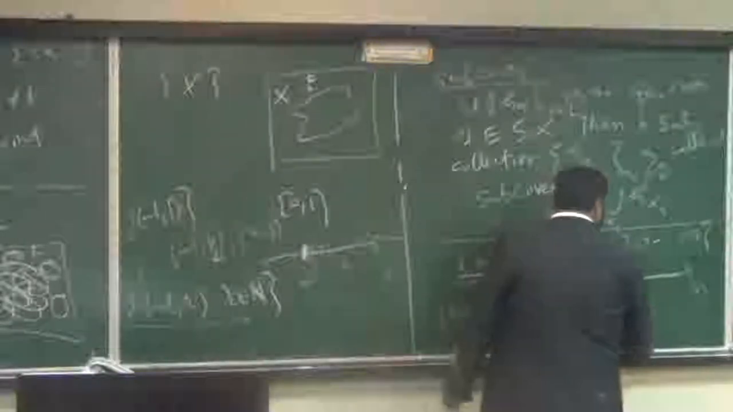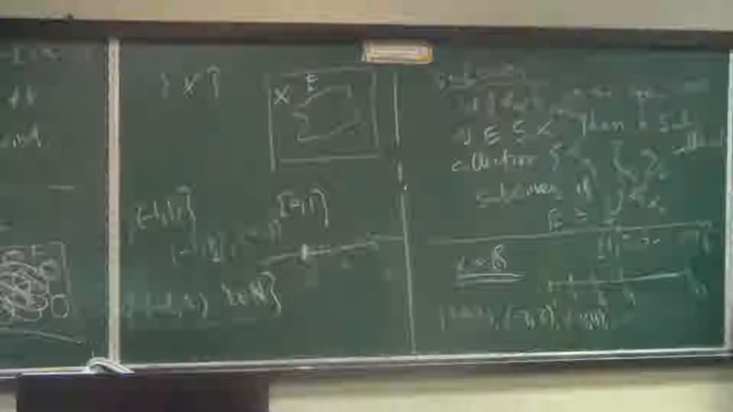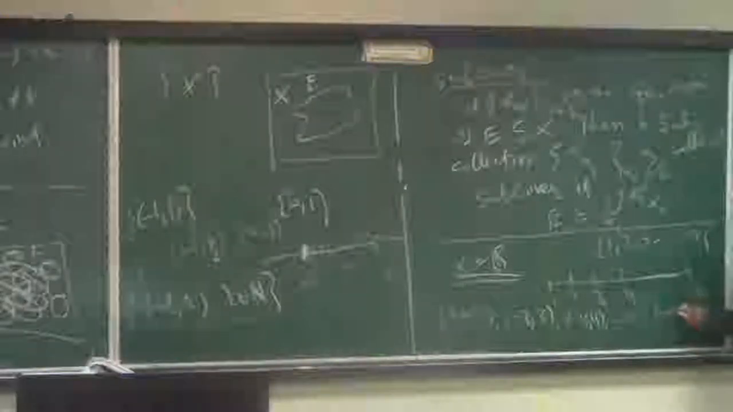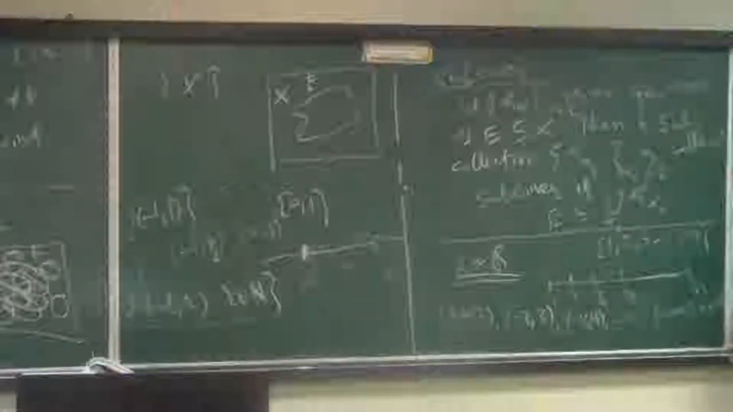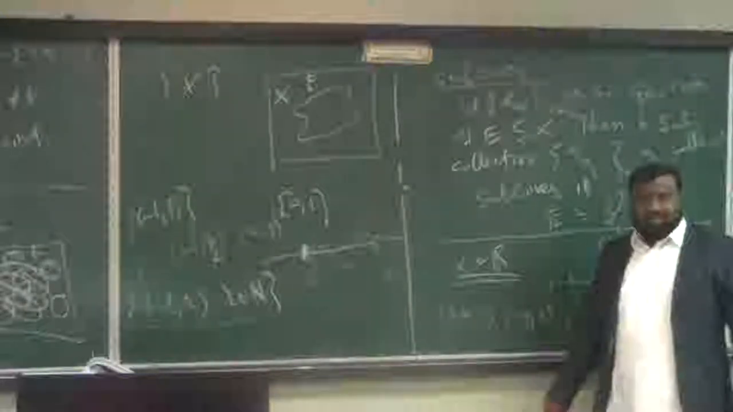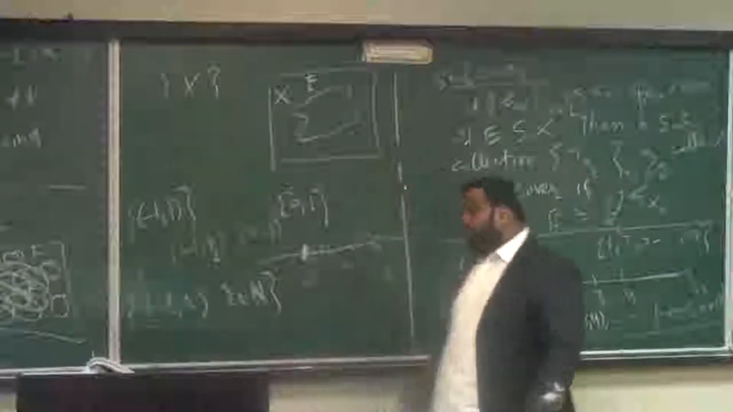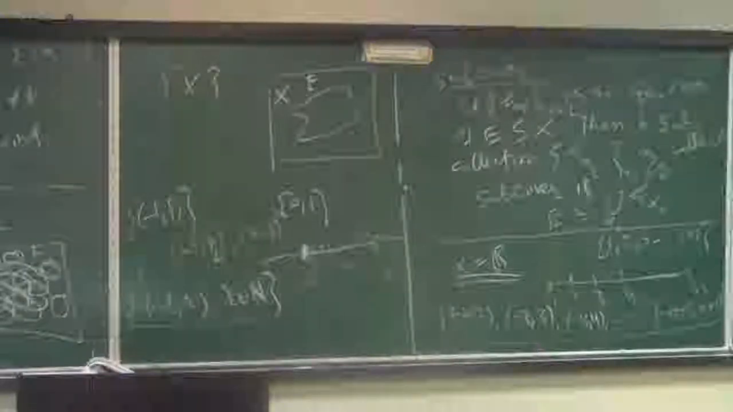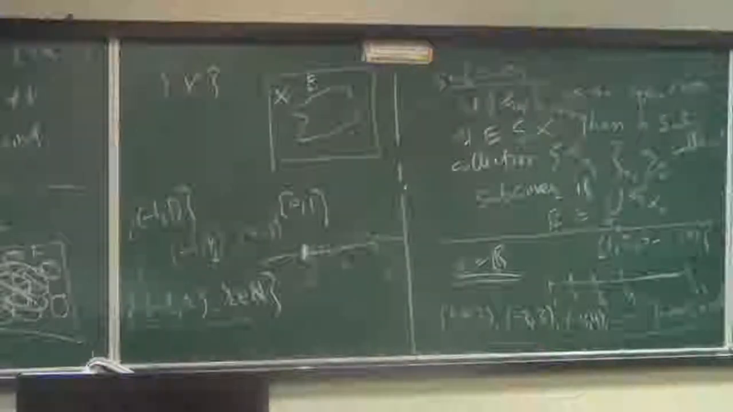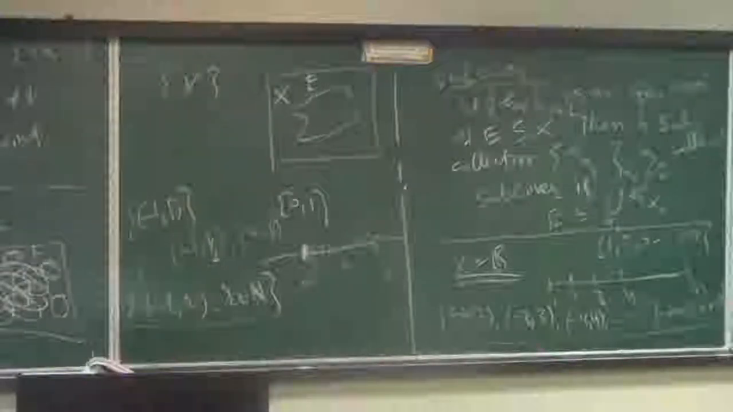We can remove one. I can try n+1. And where should it end actually? N plus 1. Do you agree that this is a subcover of this cover, which still covers this set? Yes, sir, because we have removed one element.